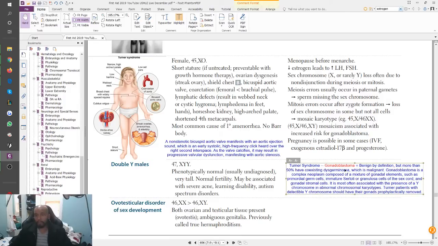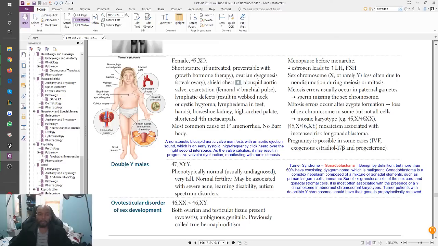Down here, I wrote more about the gonadoblastoma, right? So it's benign by definition, but more than 50% have coexisting dysgerminoma, which is malignant. And we're going to see some of these as we go on in the pathology section. Gonadoblastoma is a complex neoplasm composed of a mixture of gonadal elements, such as primordial germ cells, immature Sertoli or granulosa cells of the sex cord, and gonadal stromal cells. It is most often associated with the presence of a Y chromosome and abnormal chromosomal karyotypes. Turner patients with detectable Y chromosomes, if their issue was due to a mitotic error, where now they have 45X and 46XY, those patients should have their gonads prophylactically removed.